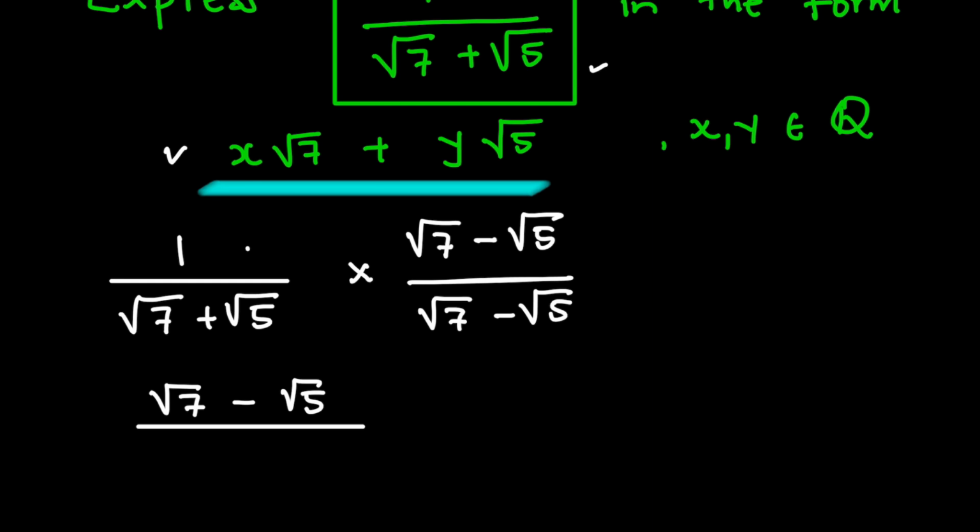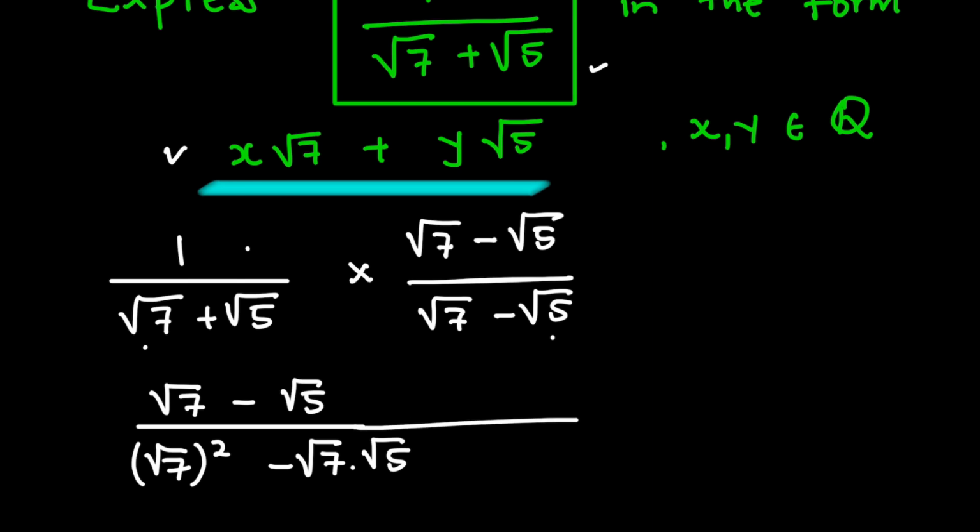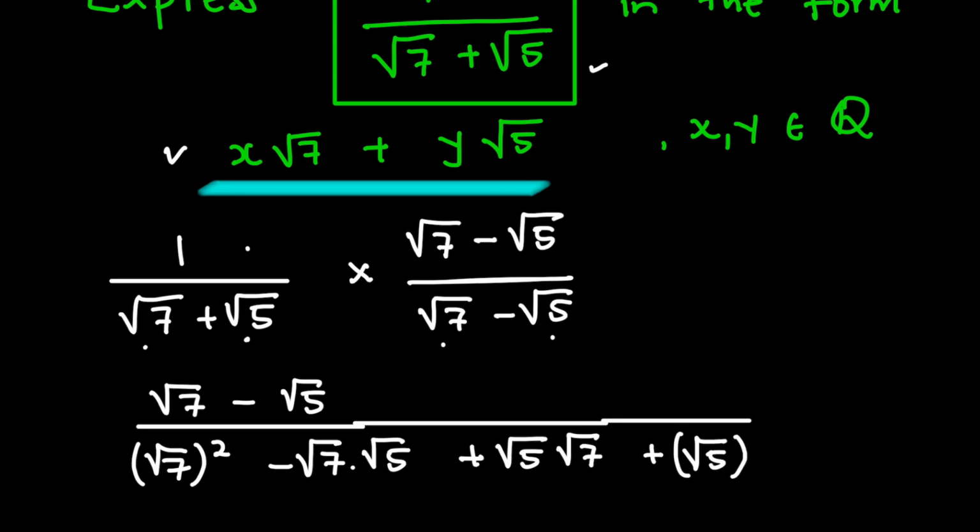On the denominator, we are going to get the square root of 7 squared. Then square root of 7 times minus square root of 5, minus the square root of 7 square root of 5. Let me extend this. Then square root of 5 times square root of 7, plus the square root of 5 square root of 7. Okay, and then square root of 5 times square root of 5, that is going to be plus the square root of 5 all squared.